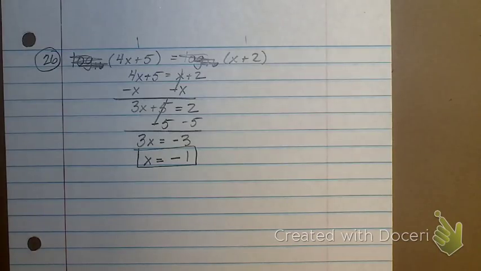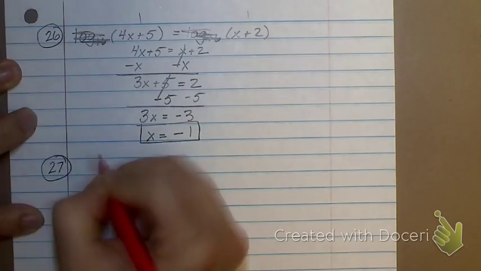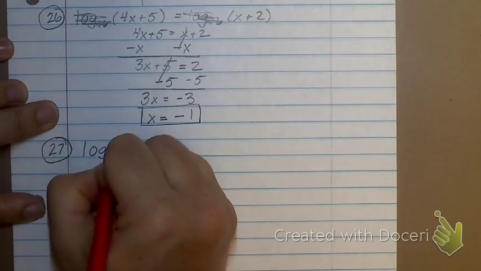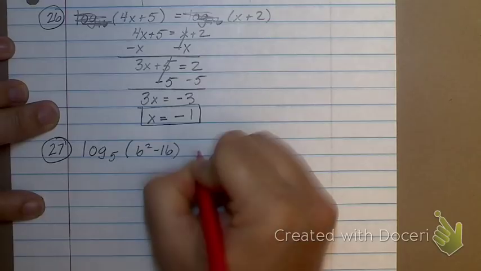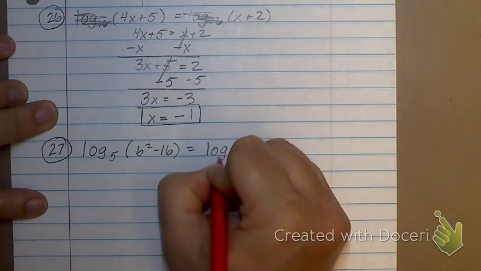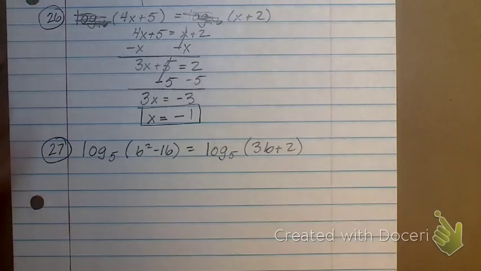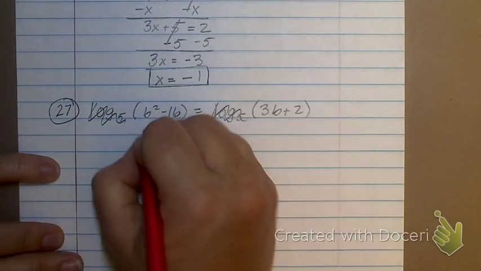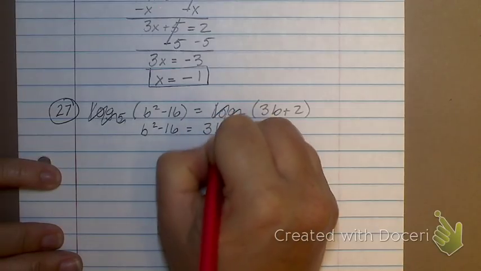Okay? And the last log problem. Woohoo! Says log base 5 of b squared minus 16 equals log base 5 of 3b plus 2. This one also is log equals log, correct? So I can just cross out my logs. So b squared minus 16 equals 3b plus 2.